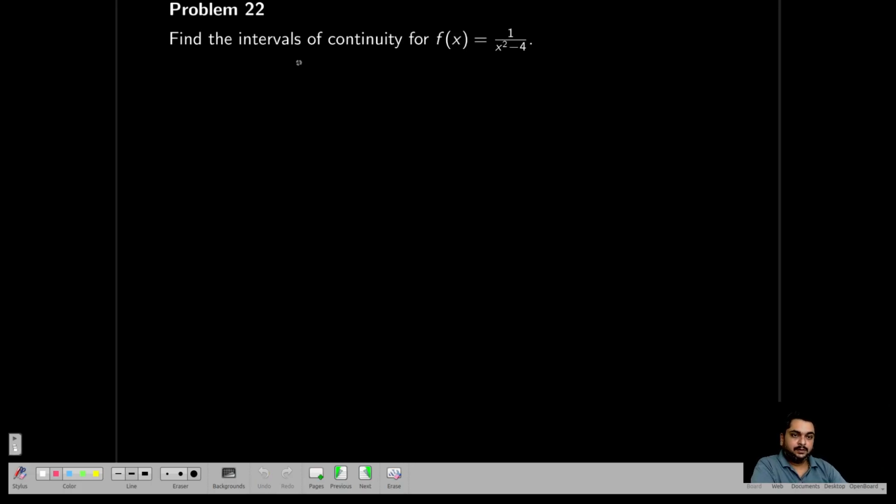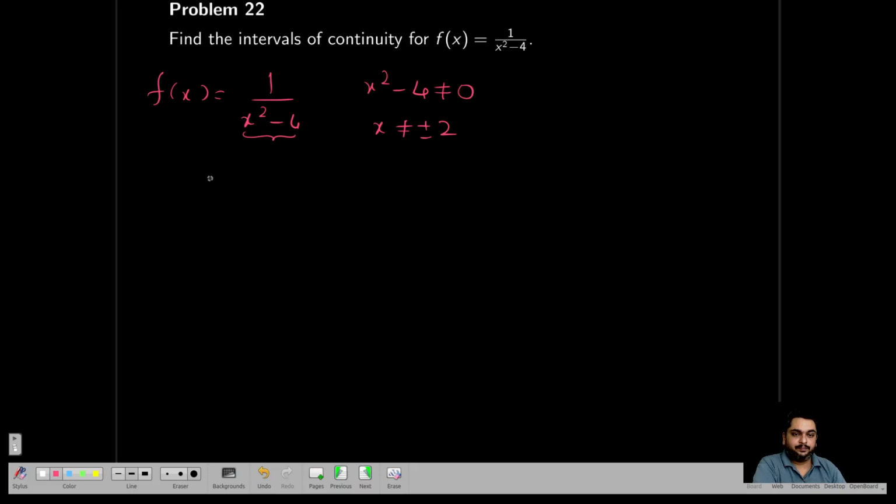Next. Find the intervals of continuity for f of x equal to 1 by (x square minus 4). The intervals of continuity means in which intervals it is continuous. If I put x equal to 2 or minus 2, the denominator becomes 0. So x square minus 4 should not be equal to 0. That means x should not be equal to plus or minus 2.